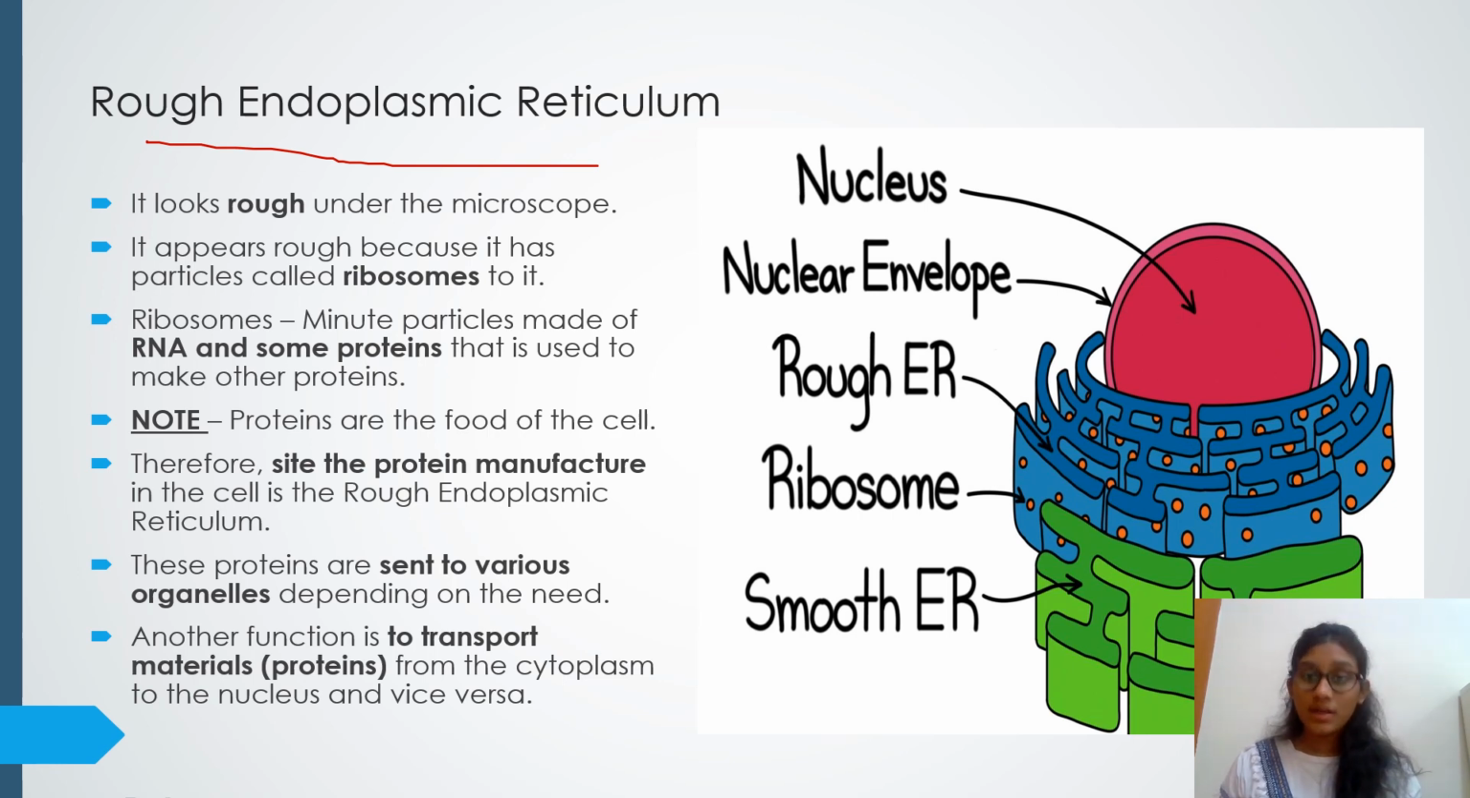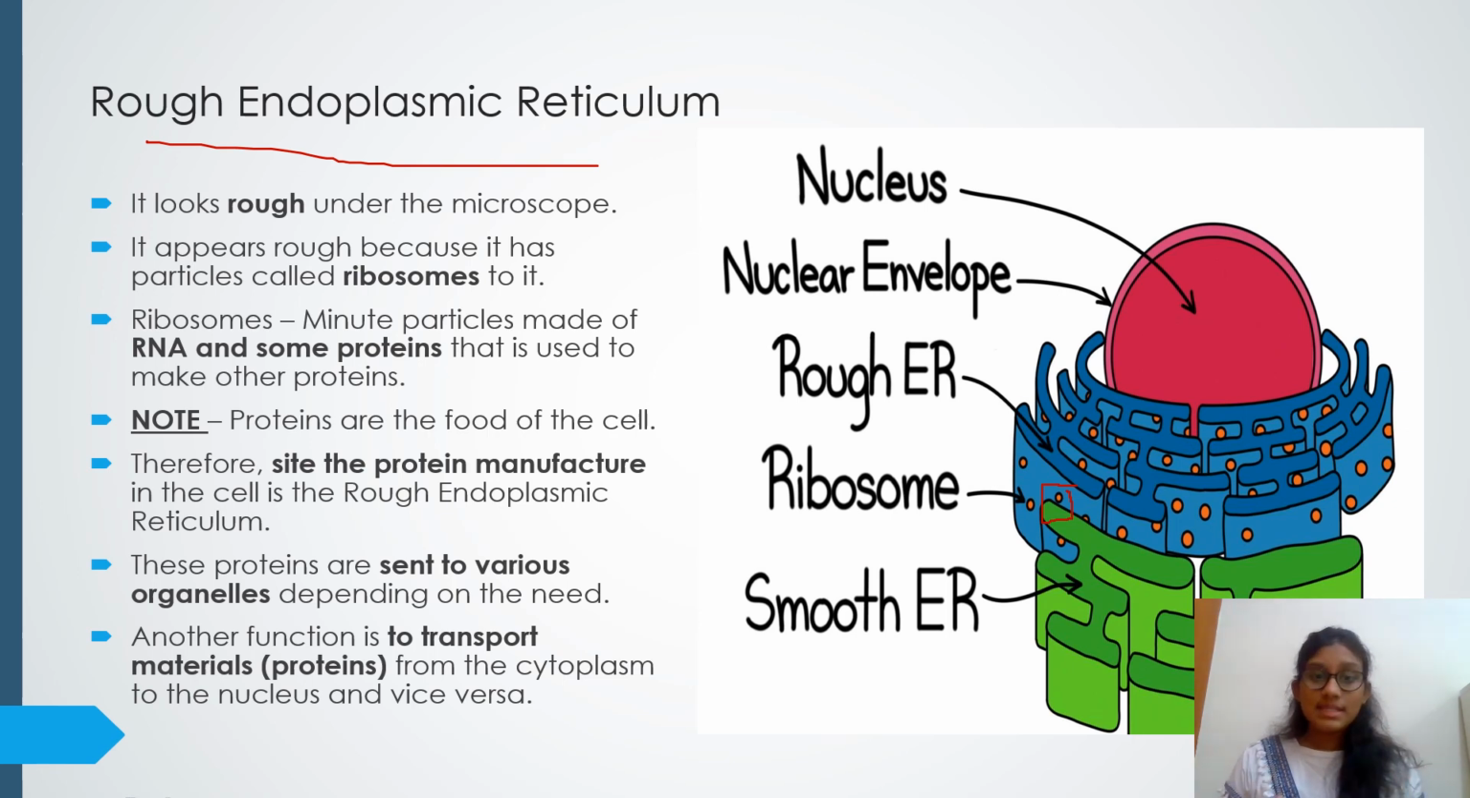The purple colored particles and the red colored particles in these images are the ribosomes. Now ribosomes are minute particles which are made up of RNA and some other proteins, which together make other proteins. Now we need to note that proteins are the food of the cell. Therefore, the site of protein manufacture in the cell is the rough endoplasmic reticulum because the ribosomes are only present in the rough endoplasmic reticulum.